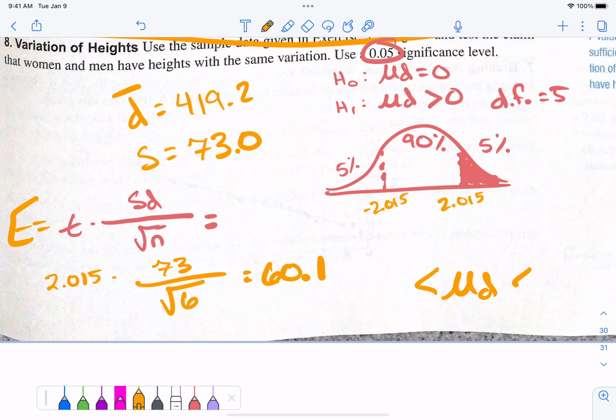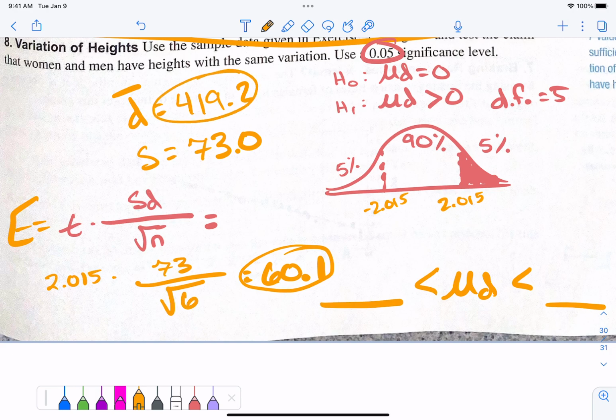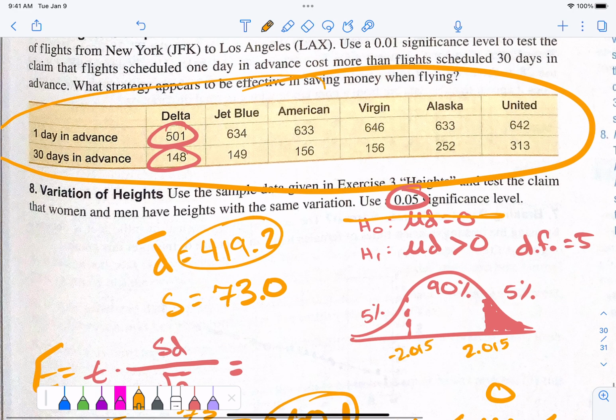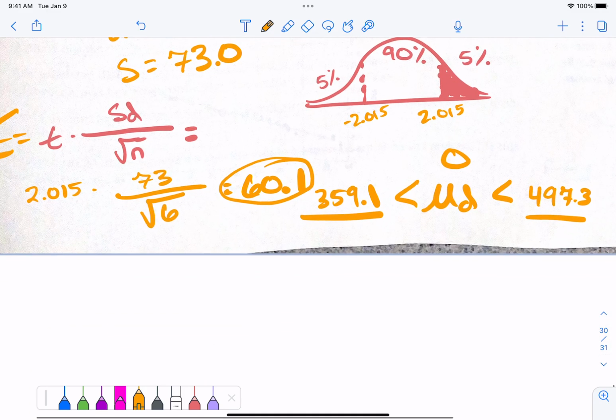So mu d has to live between. What do I do with the 60.1 then? Add and subtract from D bar. Plus is 479.2 and subtract is 359.1. Okay, 0 has to live between there. Does it? No. So we are concluding that they are not equal. Does it look like they're equal to begin with? No. We knew that was probably going to be the case, right?